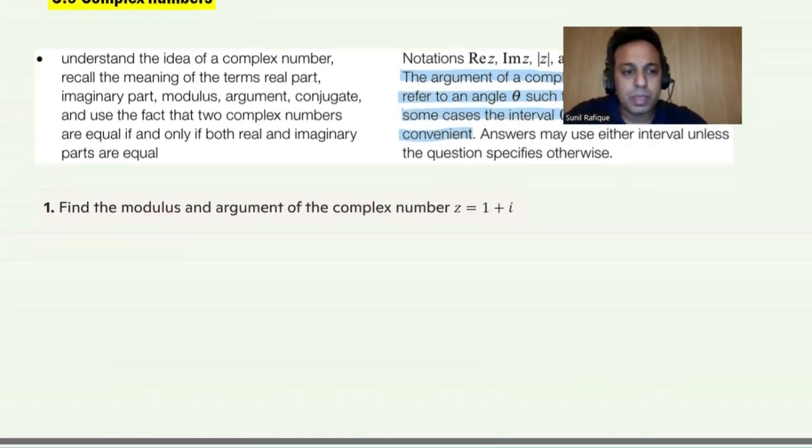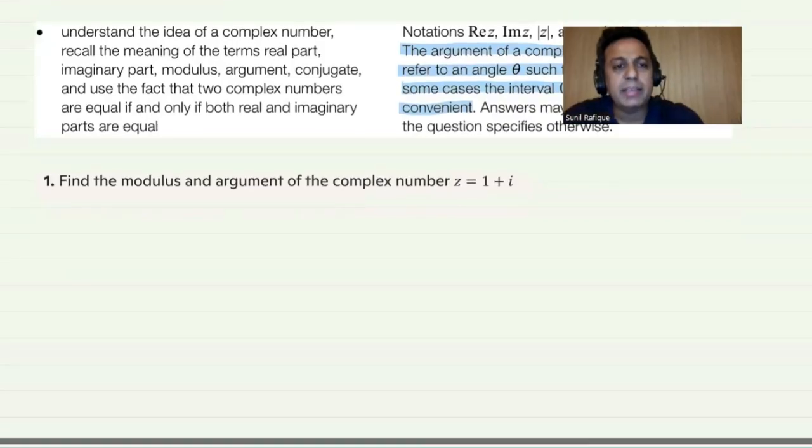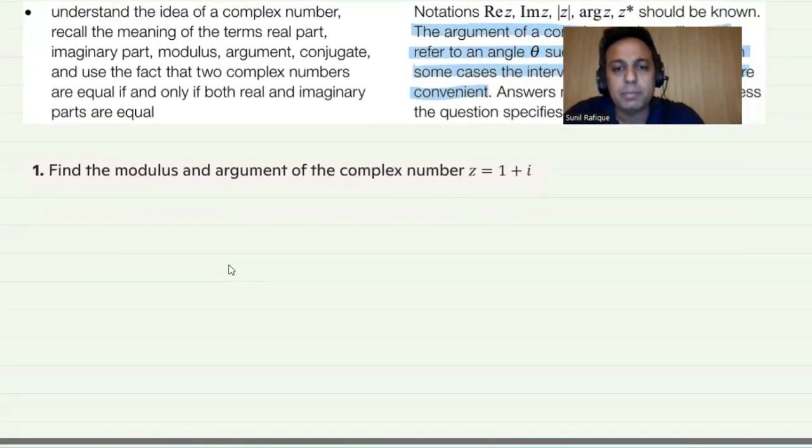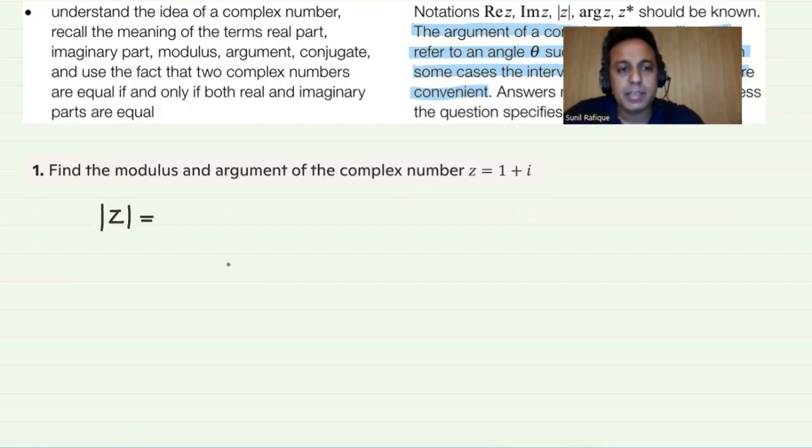Okay, so in example 1, they're saying find the modulus and argument of the complex number, and this is 1 plus i. So let's first find the modulus. If I say modulus, that is |z|, right? And that is the square root of the real part squared plus the imaginary part squared. And the answer is going to be root 2.